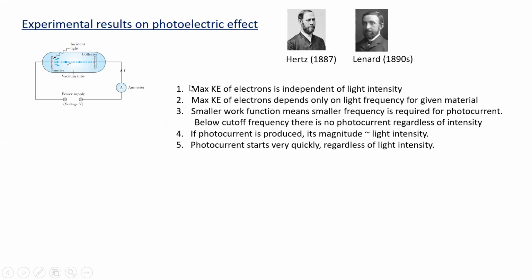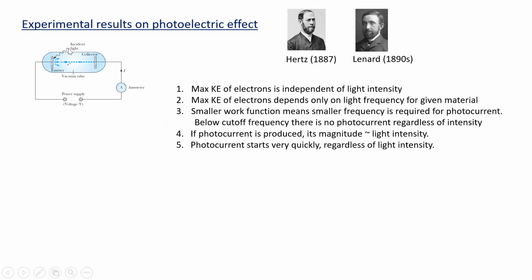So what are the main results here that were found by Lenard and a couple others? The first is that the maximum kinetic energy of electrons coming off of the emitter is independent of the light intensity.